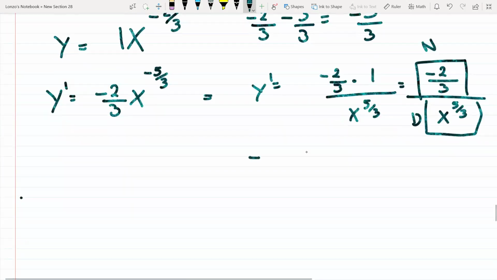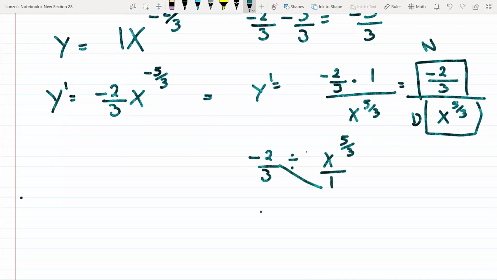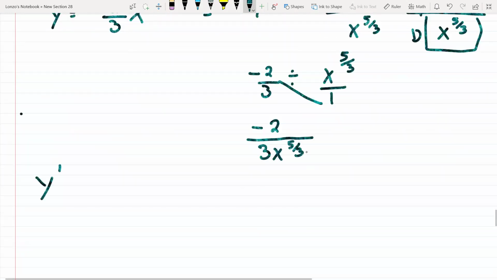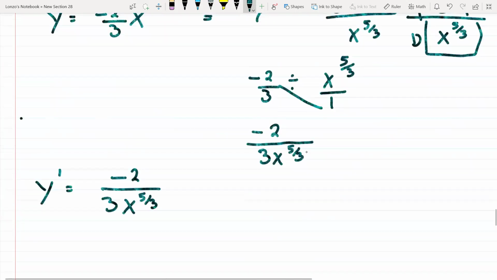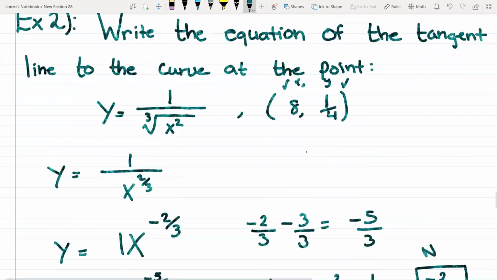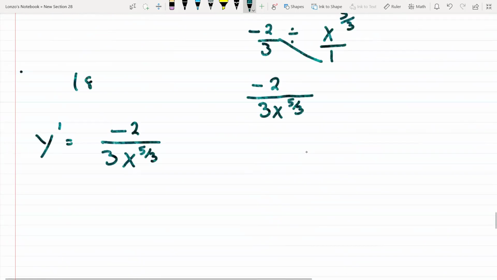So you can rewrite this as negative 2/3 divided by x to the 5/3 over 1. Right? So I'm going to cross multiply. So this would be negative 2 over 3 times x to the 5/3, which is 3x to the 5/3. So your y prime is going to be negative 2 over 3x to the 5/3. Okay, now remember to find the slope, it's a constant, so we have to plug in our coordinate. We have (8, 1/4).